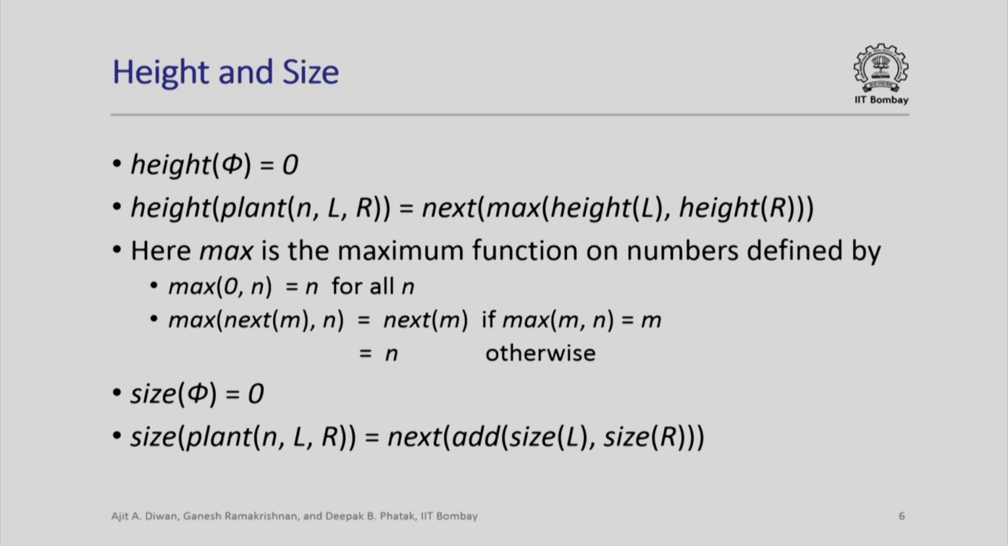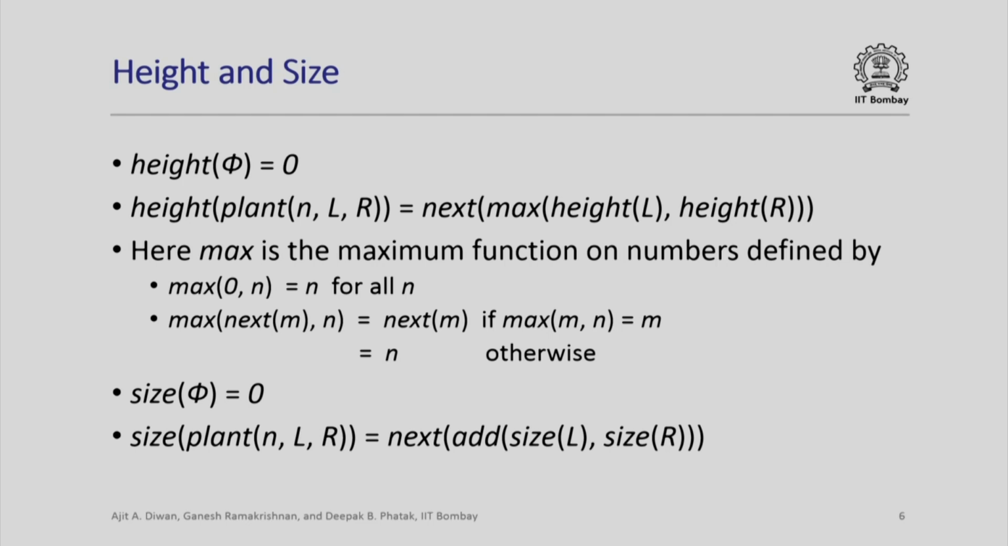So height of a binary tree: height of the empty tree is defined to be 0, and height of a tree obtained by planting L and R at a node N is defined to be 1 plus, and 1 plus is essentially the next operation of numbers, the maximum of the height of L and height of R. So we have defined the height for the tree L, we have defined the height for the tree R. We take the maximum of their heights and take the next of that, that is 1 plus that, is the height of the tree obtained by planting L and R at N.